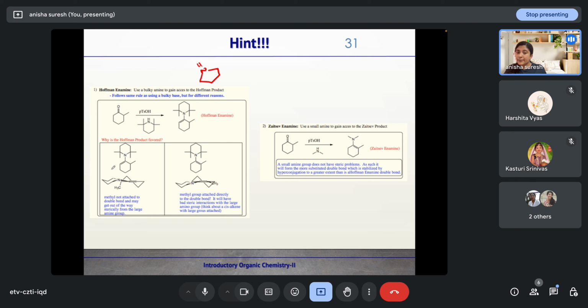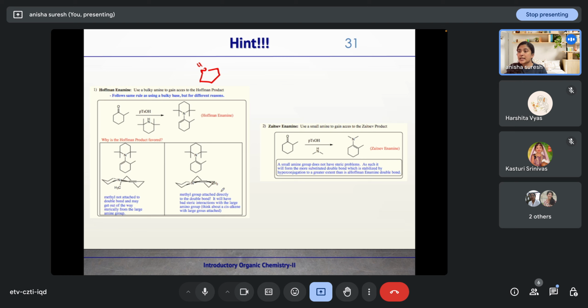The reason is that when we compare the conformations, the methyl is not attached to the double bond and may get out of the way sterically from the large amine group. So here the methyl group is not present on the double bond and hence it will not cause any steric hindrance with this amine. In the case of this other product, the methyl group is attached directly to the double bond. It will have bad steric interaction with the large amino group.